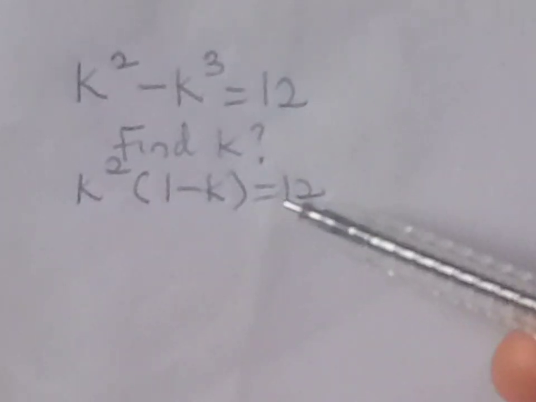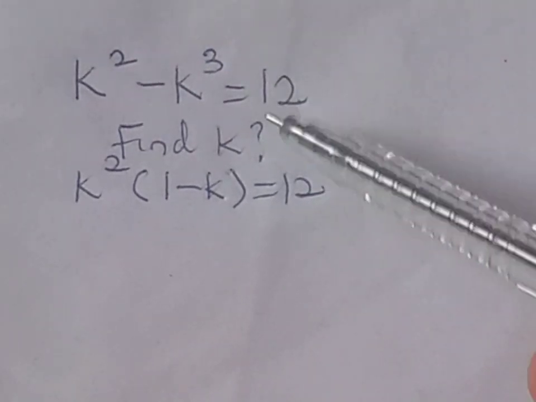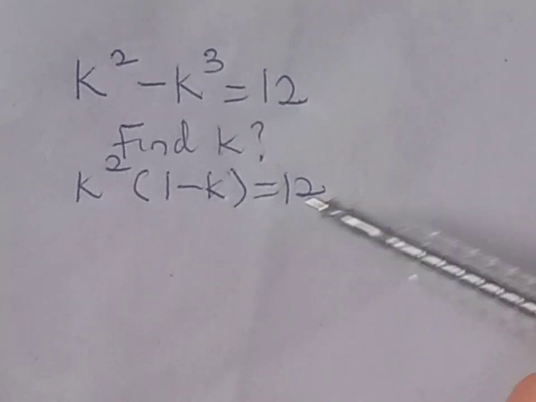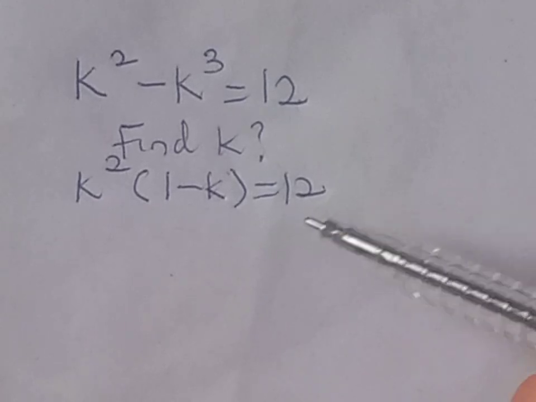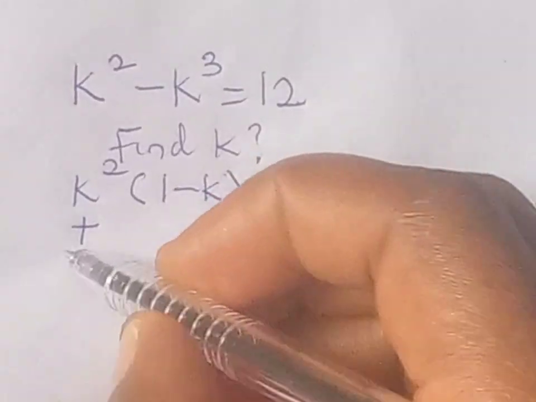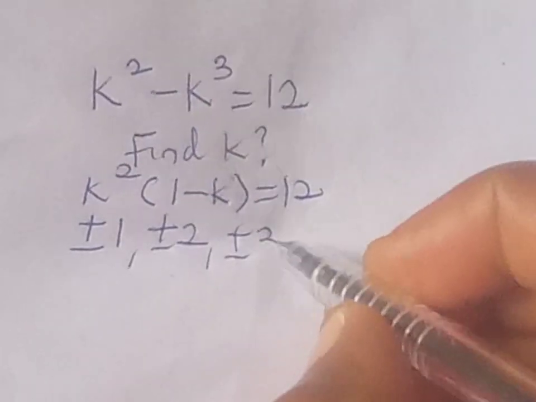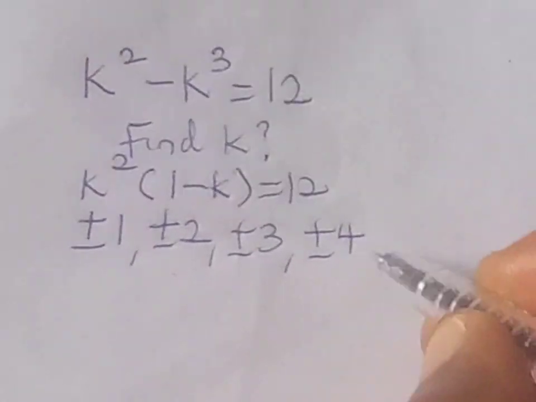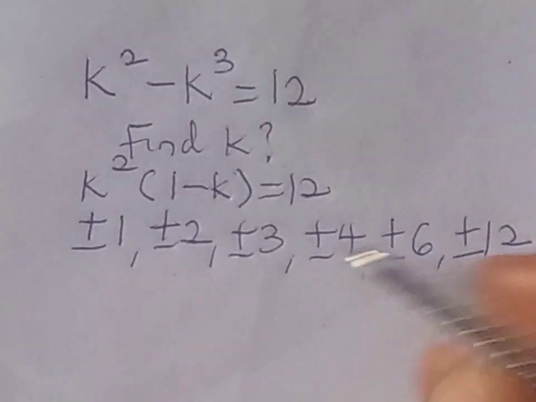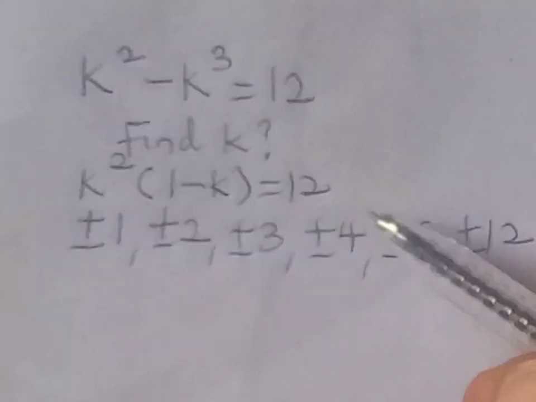Now let's think about the factors of 12, since we have 12 on the right hand side here. For a cubic equation like this, we'll try to find the integer solutions by testing the factors of the constant term, which is 12. Now the factors of 12 are plus or minus 1, plus or minus 2, plus or minus 3, plus or minus 4, plus or minus 6, and plus or minus 12. So these are the integer values we will test.